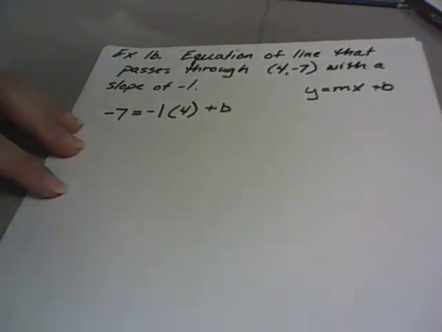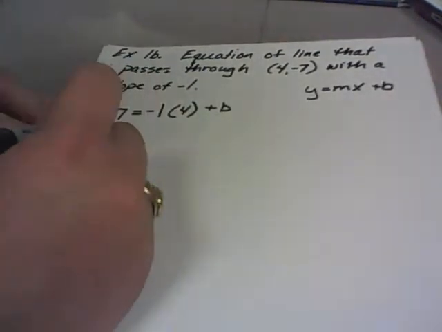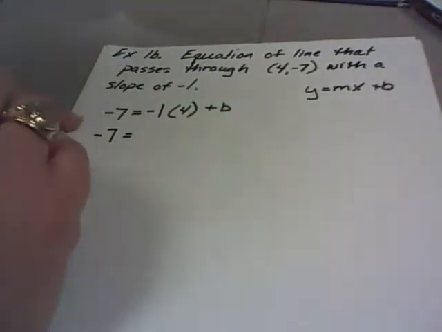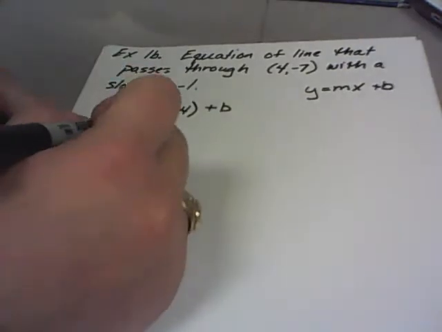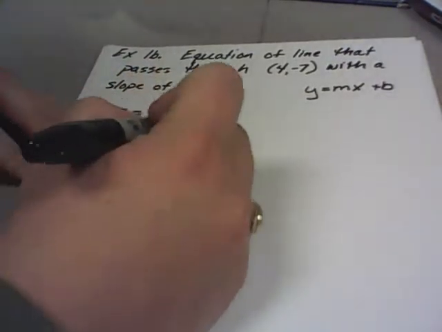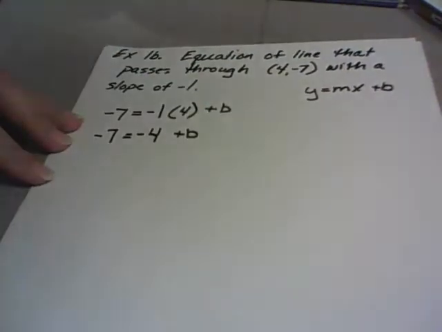Okay, my first step is to multiply the -1 and the 4 so that I may have all my combined items on one side. So I have -7 is equal to -1 times 4, which would be -4, and then plus b, which is our variable we are solving for.